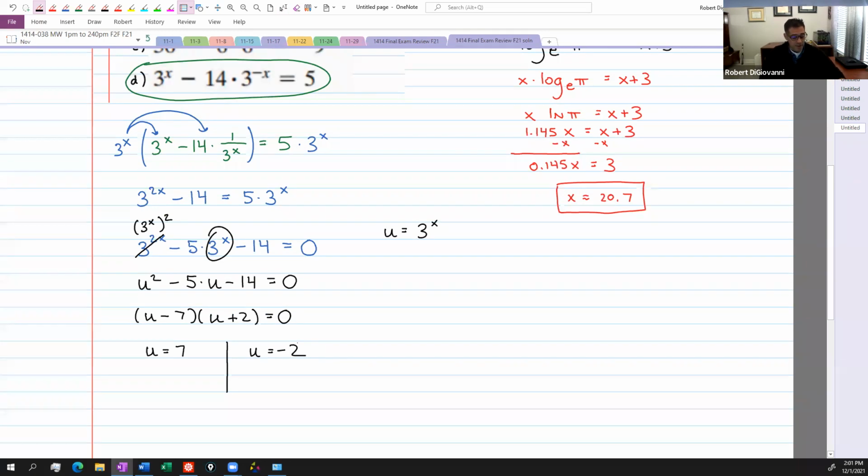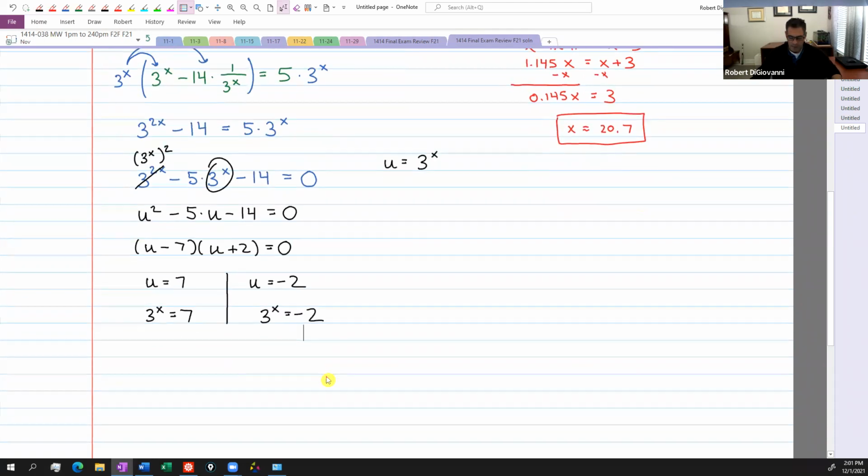And now you replace u with 3 to the x. 3 to the x is 7. 3 to the x is -2. Now the one on the right has no solution because you can never raise 3 to any power and get a negative number. The one on the left requires I convert it to a log by doing log base 3 of 7 equals x. And that's natural log 7 over natural log 3. That's using the change of base formula.